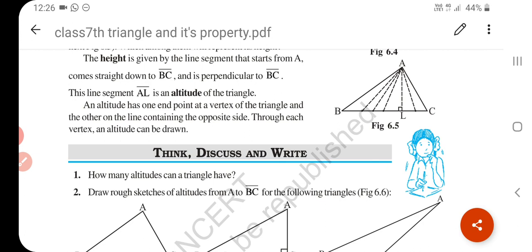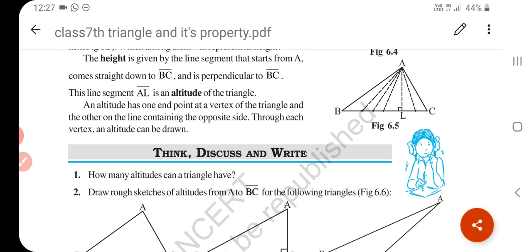Okay, understand? And we have divided triangles into 6 types. According to sides, they are scalene, isosceles and equilateral. What is scalene? All 3 sides are of different measurement. What is isosceles? 2 sides are equal. And what is equilateral? All 3 sides are equal.